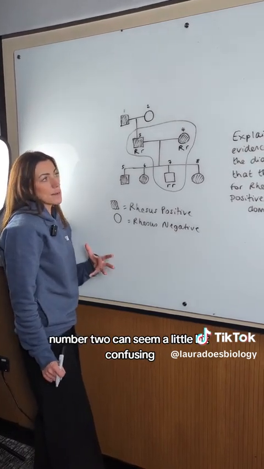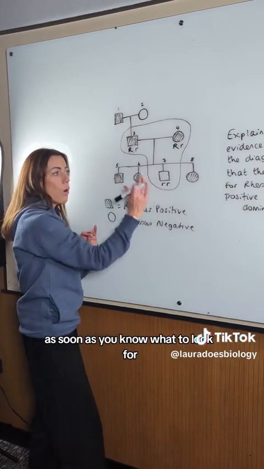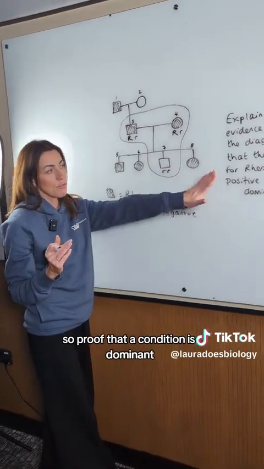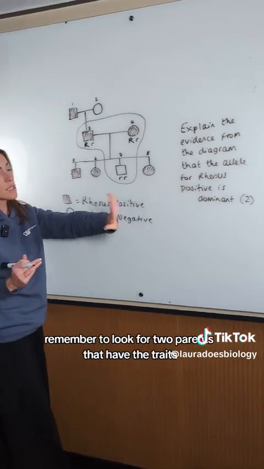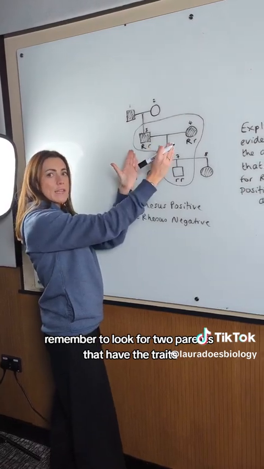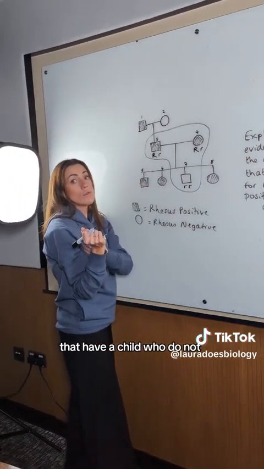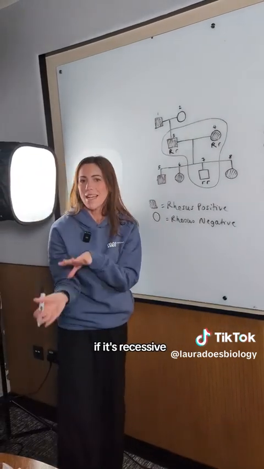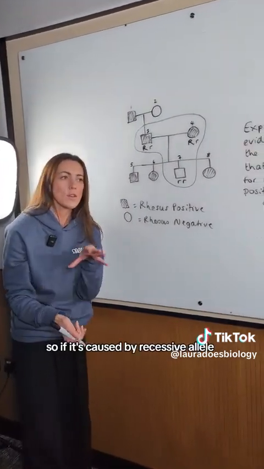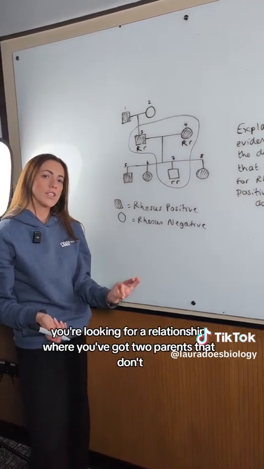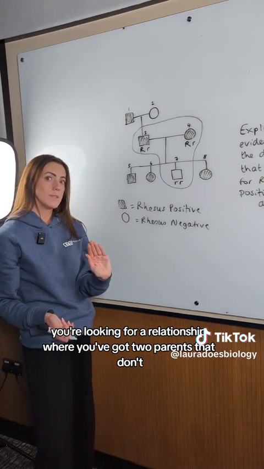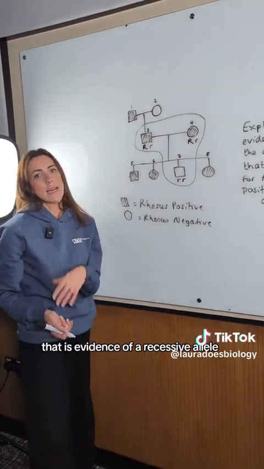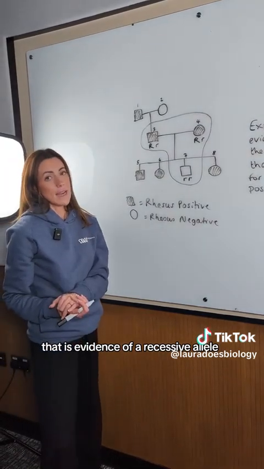Can seem a little bit confusing, but as I said, as soon as you know what to look for, it makes it a lot easier to quickly answer these questions. So proof that a condition is dominant, remember to look for 2 parents that have the trait, that have a child who does not have the trait. The opposite, by the way, if it's recessive, we're looking for the opposite. So if it's caused by a recessive allele, you're looking for a relationship where you've got 2 parents that don't have the trait and they have produced a child that does have the trait. That is evidence of a recessive allele.